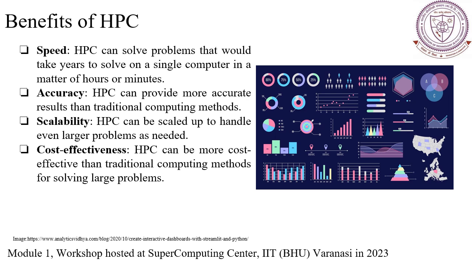HPC systems can be scaled up to handle even larger problems as needed. This means that HPC can be used to solve problems of all sizes, from a small research project to massive industrial applications. The fourth one is cost effectiveness. HPC can be more cost effective than traditional computing methods for solving large problems. This is because HPC systems can perform calculations much faster than traditional computers, which can save time and money.